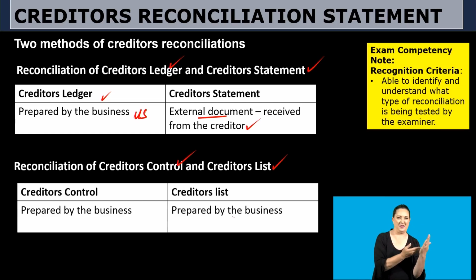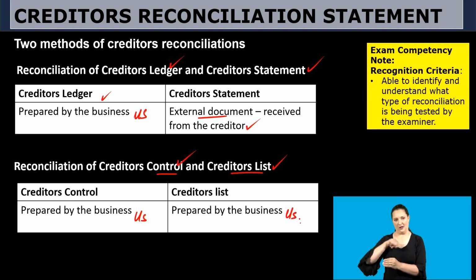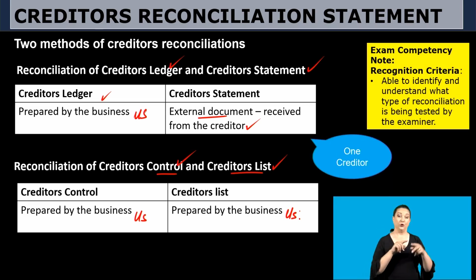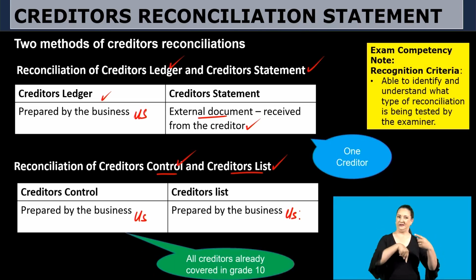But when we reconcile the creditors control and the list, we are looking at the control that is prepared by the business, that is us, against the creditors list, which is also prepared by the business, that is us. So these are the two different types of reconciliations that you may find in your examination, and therefore you need to prepare on both these types of reconciliations.